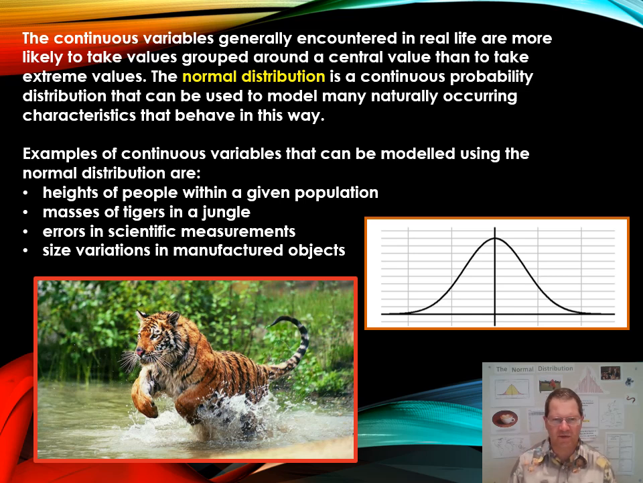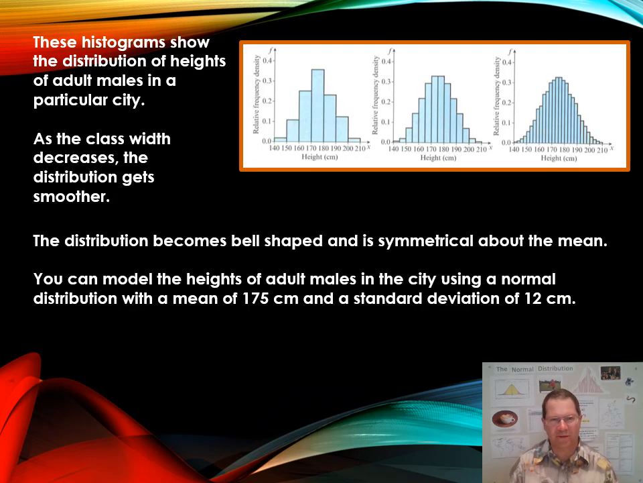So examples of continuous variables that can be modeled using the normal distribution are heights of people within a given population, masses of tigers in a jungle, errors in scientific measurements, size variations in manufactured objects, and of course many, many more situations. So as an example, we have some histograms which show the distributions of heights of adult males in a particular city. And you'll notice that as the class width decreases from left to right, the distribution gets smoother. So the distribution becomes what we call bell-shaped and is symmetrical about the mean.